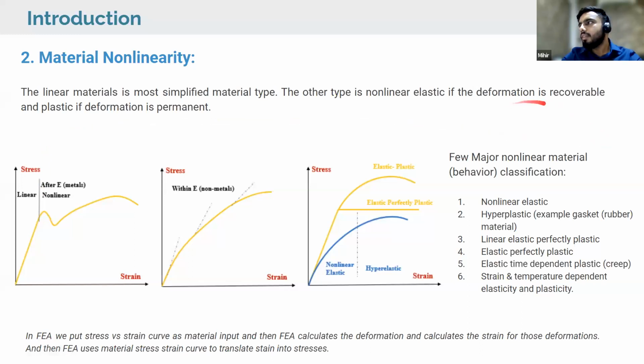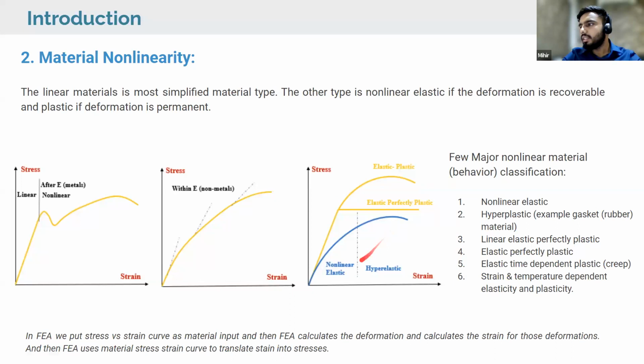It can be termed nonlinear elastic, whereas it is plastic if the deformation is permanent. Where we don't have the deformation recovered, that is the plastic state that we usually talk about. Here you can see this is for the metals, where the nonlinearity occurs after the linear behavior. While for non-metals, like rubber or fabric material, the nonlinearity is present within E itself. Hooke's law is not applicable here, and it is nonlinear before that itself. The slope is changing at all points of time.